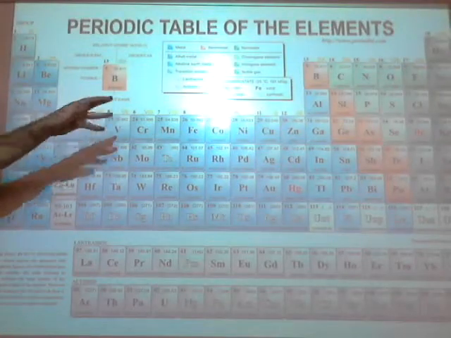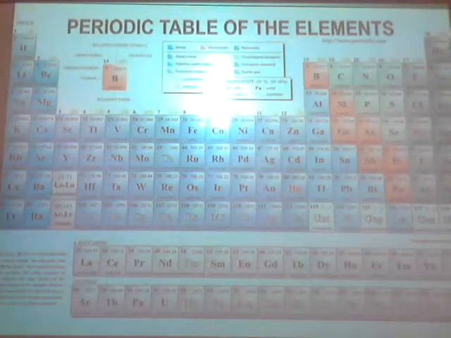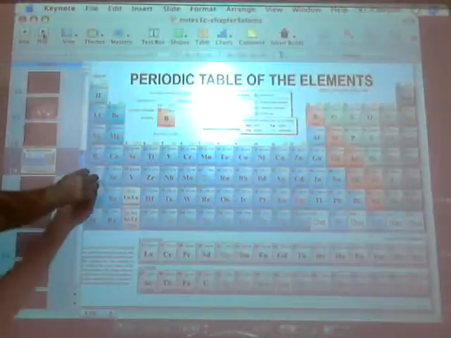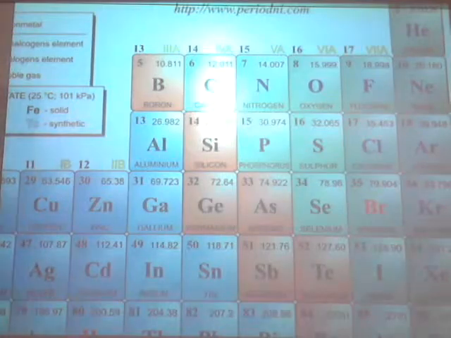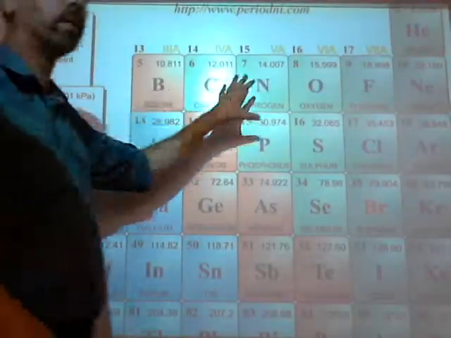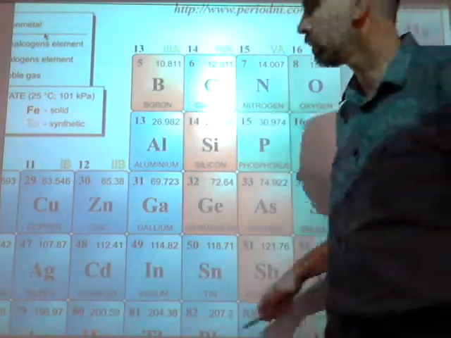I want to say a few words about these guys, but I'm going to zoom in on one part. Over here, so people can see them. So that's zoomed in on the right side here of the periodic table. Let me say a few words about this.